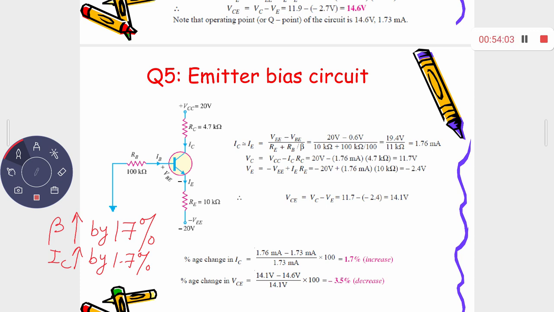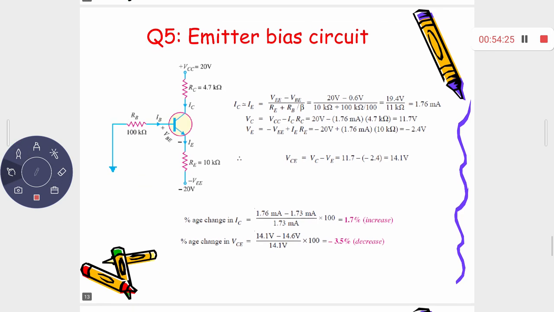As far as design is concerned, we should expect that the circuit should be much more insensitive to temperature change and external changes. And this resistance RE is responsible for desensitizing that. So this is a much better circuit.